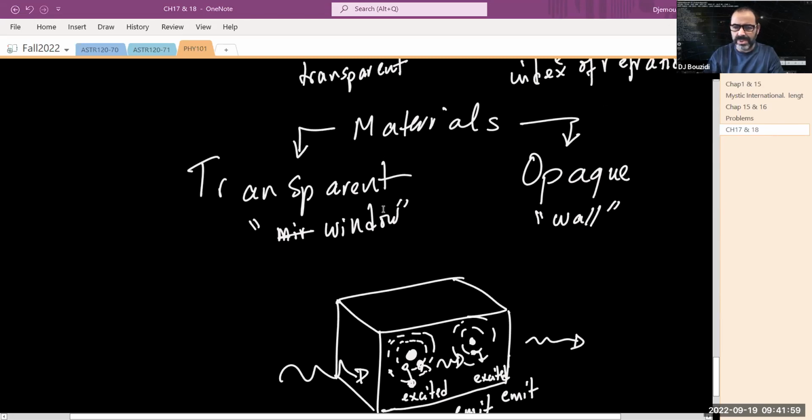Materials though, like for example windows, have this weird property, okay? They don't transmit infrared.